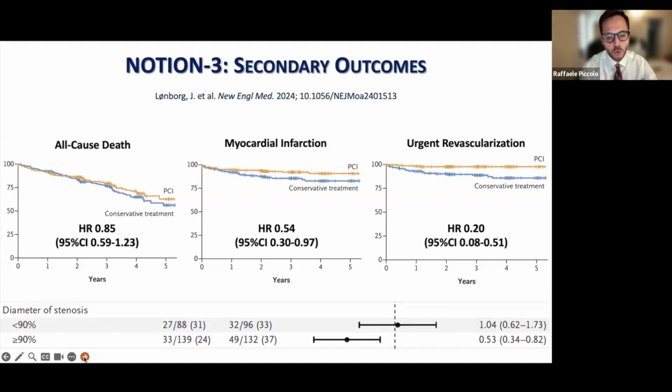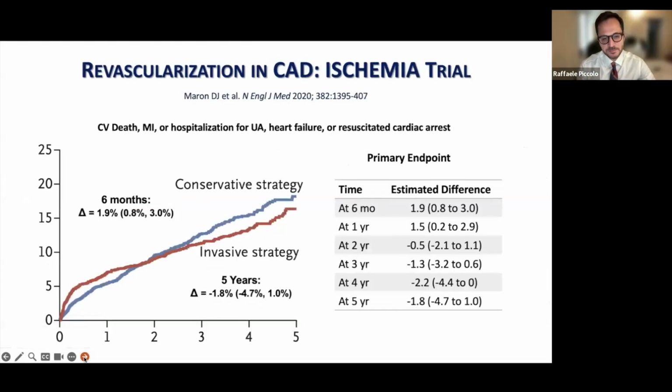So I think that the combination of the two techniques is also quite informative for the application in our clinical practice, in order to put into practice the results of the NOTION-3 trial. Now, if you go to the next slide, if we look from a broader perspective at the data from the NOTION-3 trial, when I read the paper, these results reminded me of another trial, the ISCHEMIA trial, which had a similar approach.